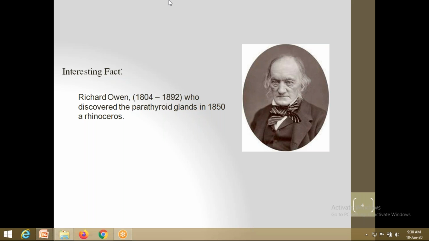Okay. Richard Owen discovered the parathyroid glands in 1850, in a rhinoceros. In a species called rhinoceros, Richard Owen discovered the parathyroid glands.